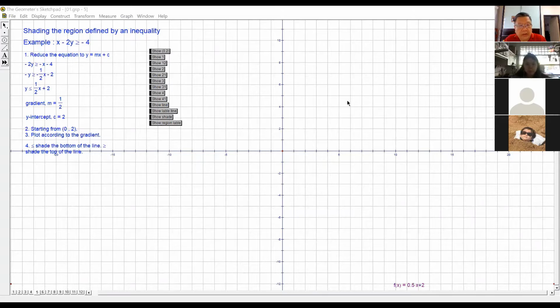And also how to find the maximum and minimum value of the objective function, right? So I'm going to show these things, right? But first of all, I have to continue to show you how to draw the straight line and also how to shade the region first, okay?